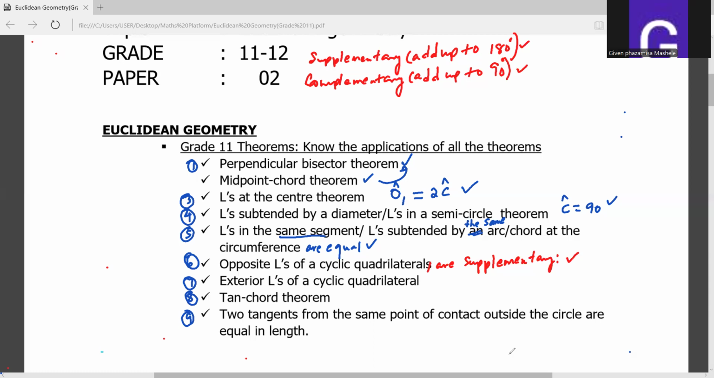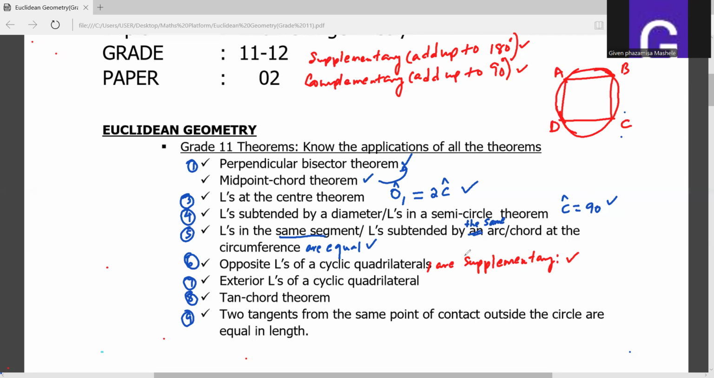So according to this, we must understand what we mean by a cyclic quad. A quadrilateral is a four-sided figure. So if we have, let's say, a four-sided figure, a quadrilateral, then within this quadrilateral we draw a circle. And the circle must touch the vertices of the quadrilateral. As long as the circle being drawn touches the vertices of the quadrilateral, then it's called a cyclic quadrilateral.